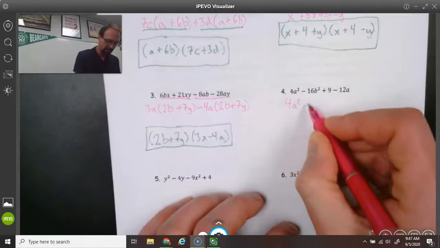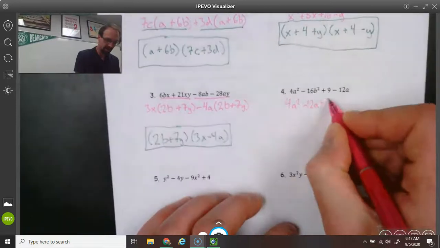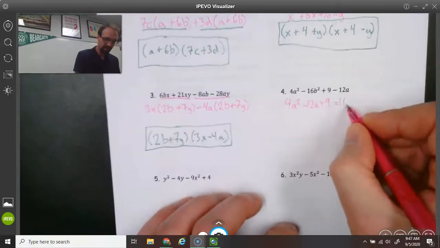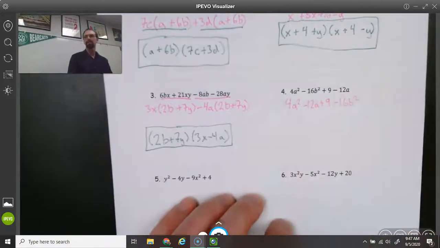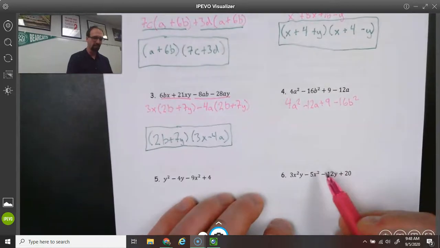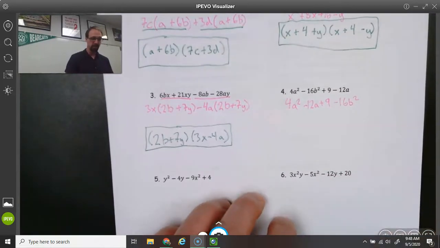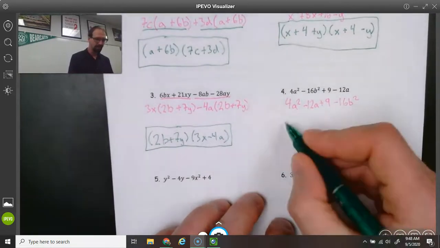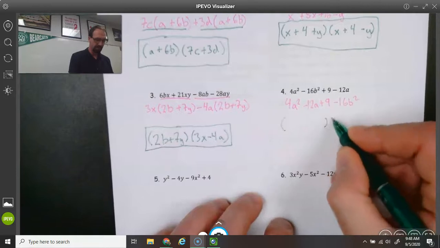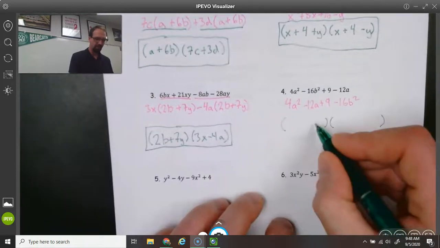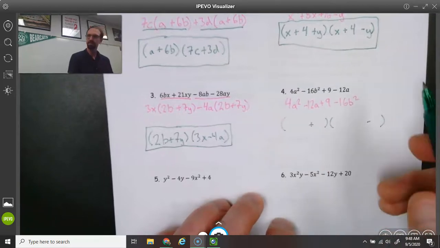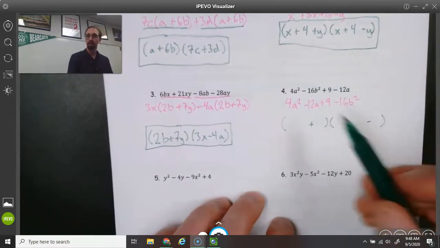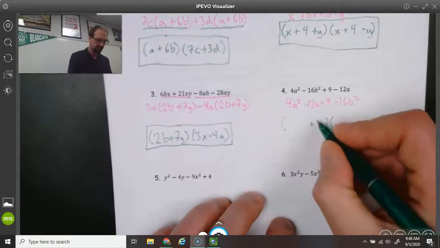4a squared minus 12a plus 9. And then this last term has to be -16b squared. How did I know it was -12a plus 9? Again, going back to what we talked about earlier, that's that ax squared plus bx plus c pattern that we talked about. So make sure that you're focusing on that. Again, setting it up. So my sets of parentheses, I'm going to have a plus and a minus here at the last terms. I know that it's going to be 4. If I take the square root of 16b squared, I get 4b.